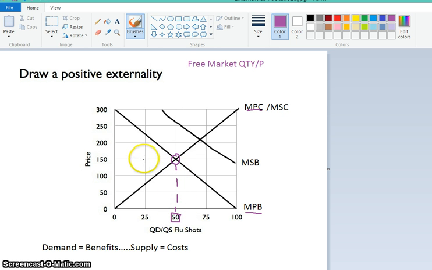On the test, if you're drawing this, they may ask you to label it as like QF or something like that, or QP, and whatever you label it is just dictated by the question.